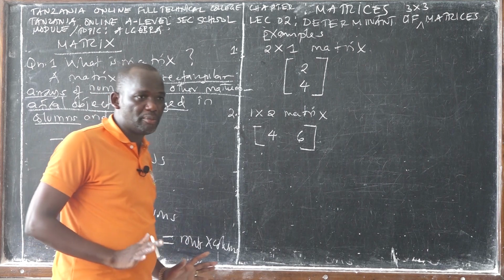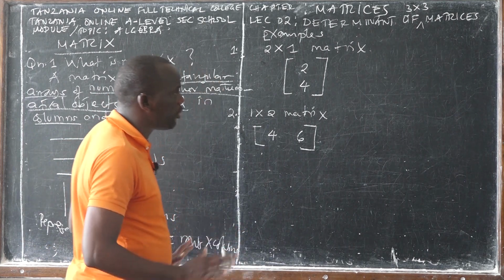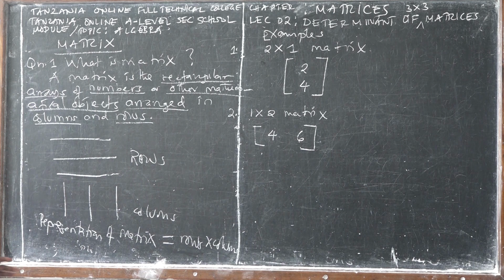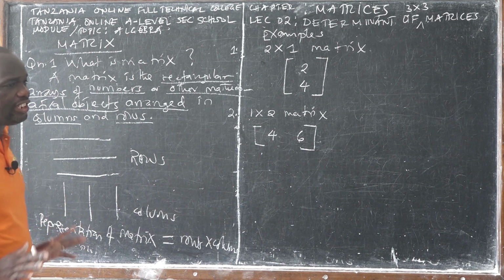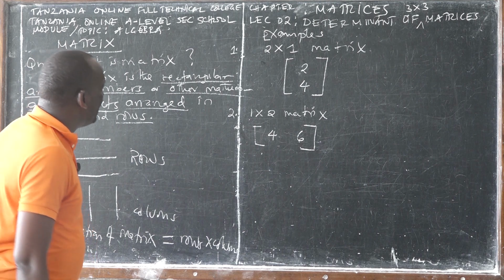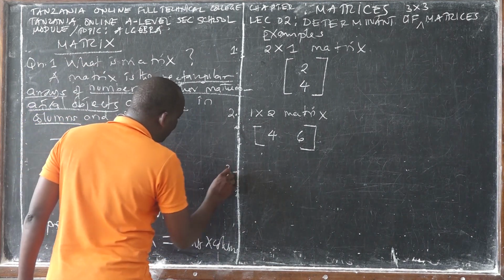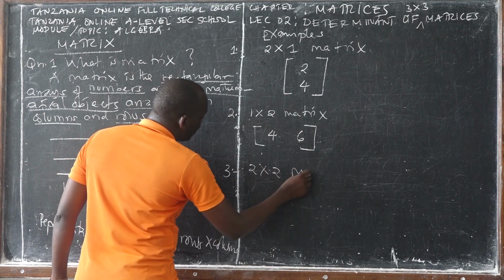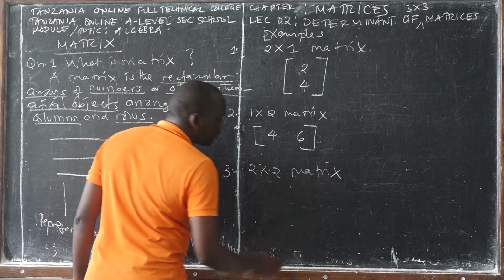And you have to understand them in order to understand the concept of finding determinants, finding cofactors, transposing a matrix or finding the inverse. Then a third example of the matrix, we can have a 2 by 2 matrix. This one we call a square matrix.